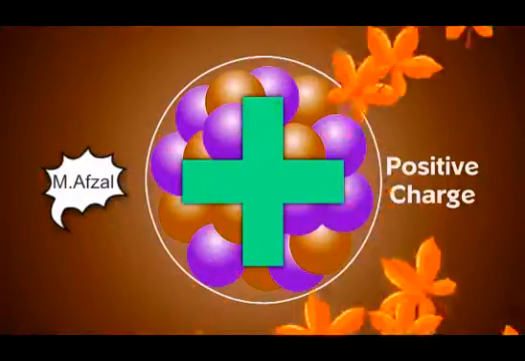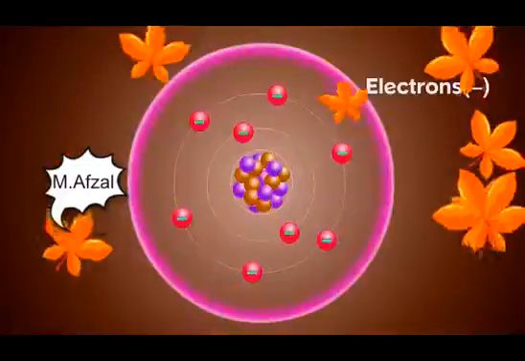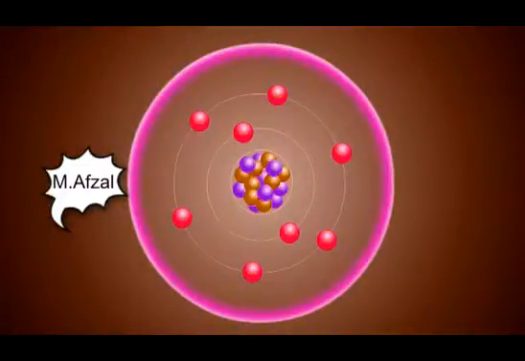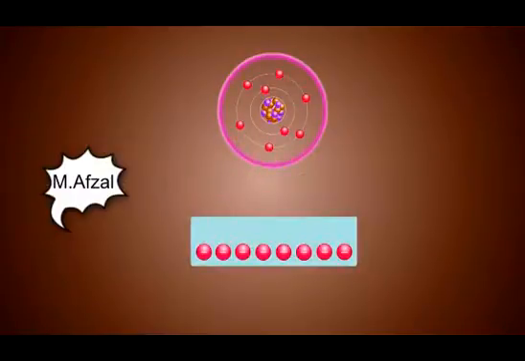Protons and neutrons are collectively called nucleons. Electrons are negatively charged and are located around the nucleus. An atom has the same number of negatively charged electrons as it has positively charged protons in the nucleus. Therefore, atoms are electrically neutral.